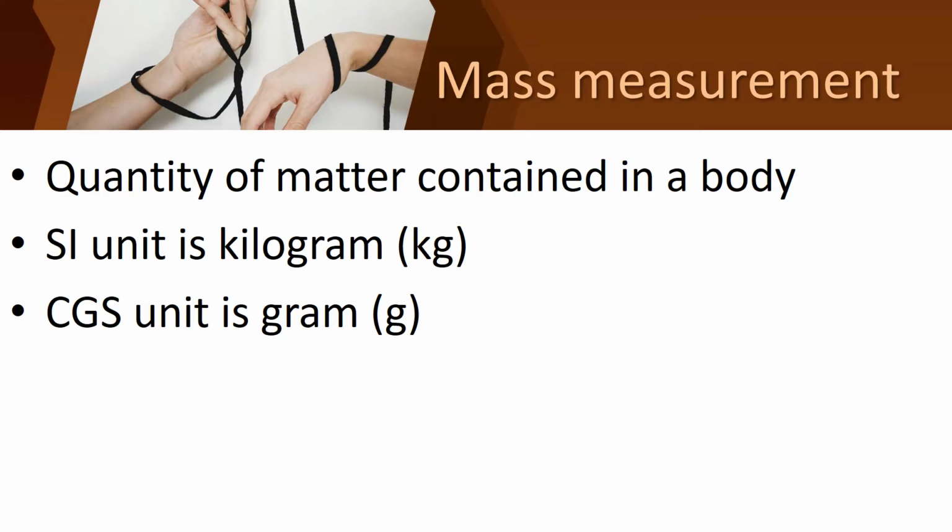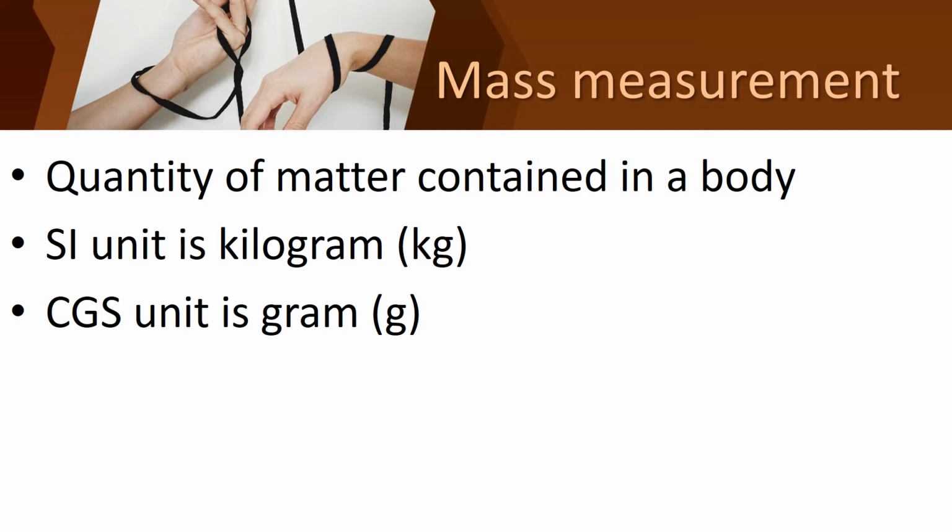So, what is meant by mass? The quantity of matter contained in a body. And the SI unit of mass is kilogram. If you are weighing a bigger mass, you will use kilogram. The SI unit of mass is kilogram, and the CGS unit of mass is gram.